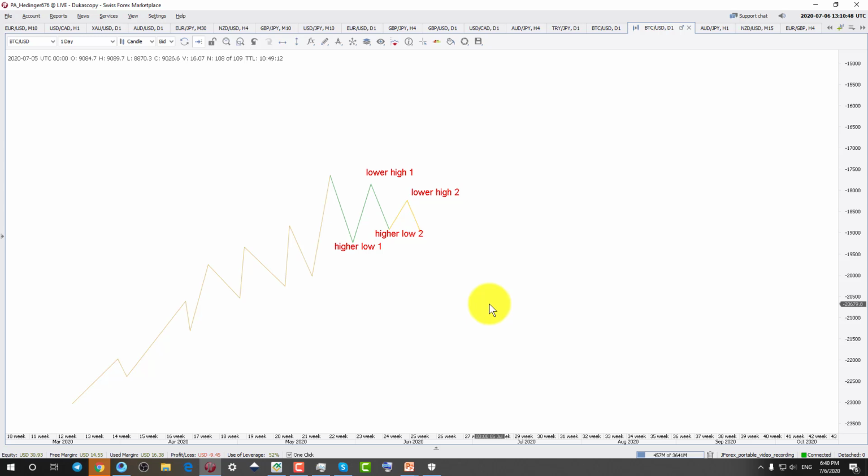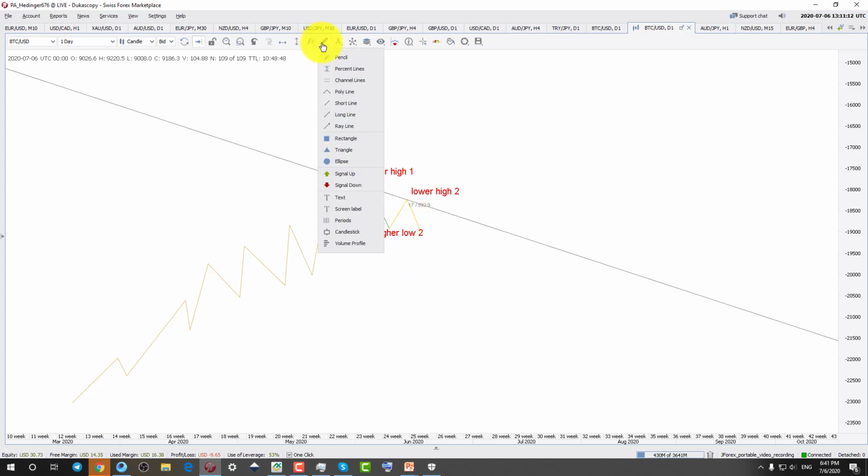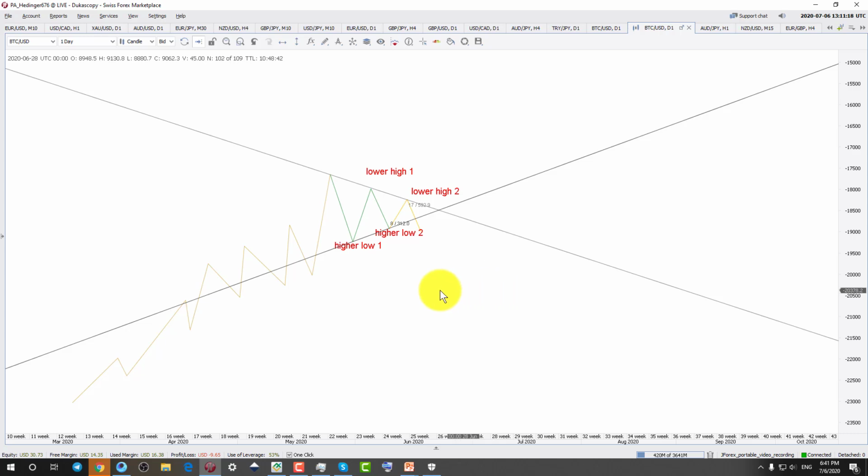Now how it is forming a symmetrical triangle, that is the question. Well, we have to join these lower highs, we have to join these two lower highs. Now technically this is perfectly a textbook example that I am showing, but in the real market there is a slight variation from this. And if we join the higher lows, then something like this forms.